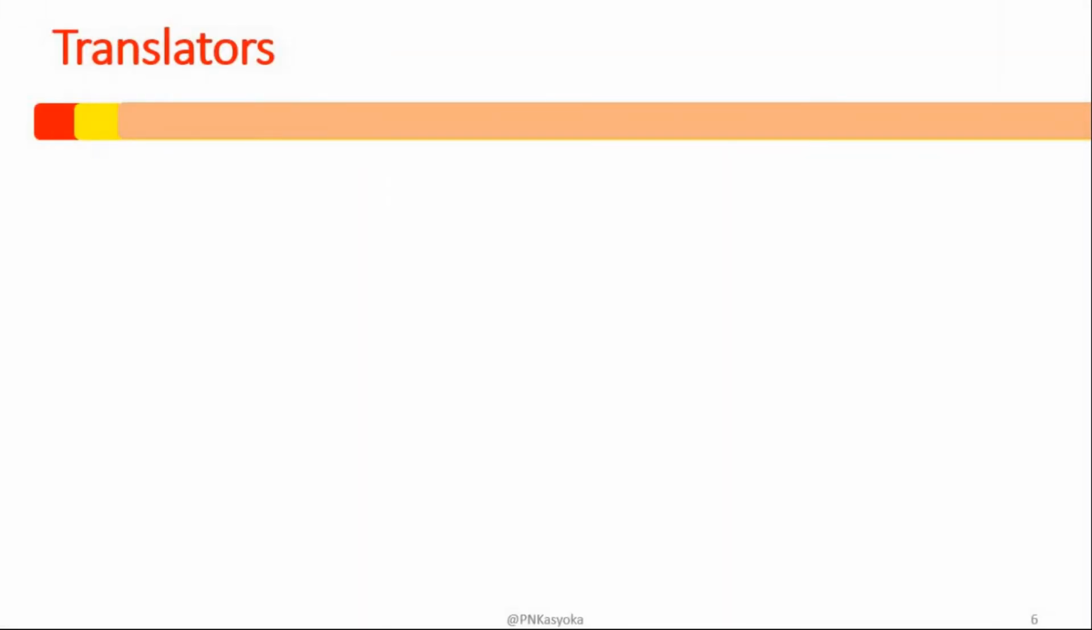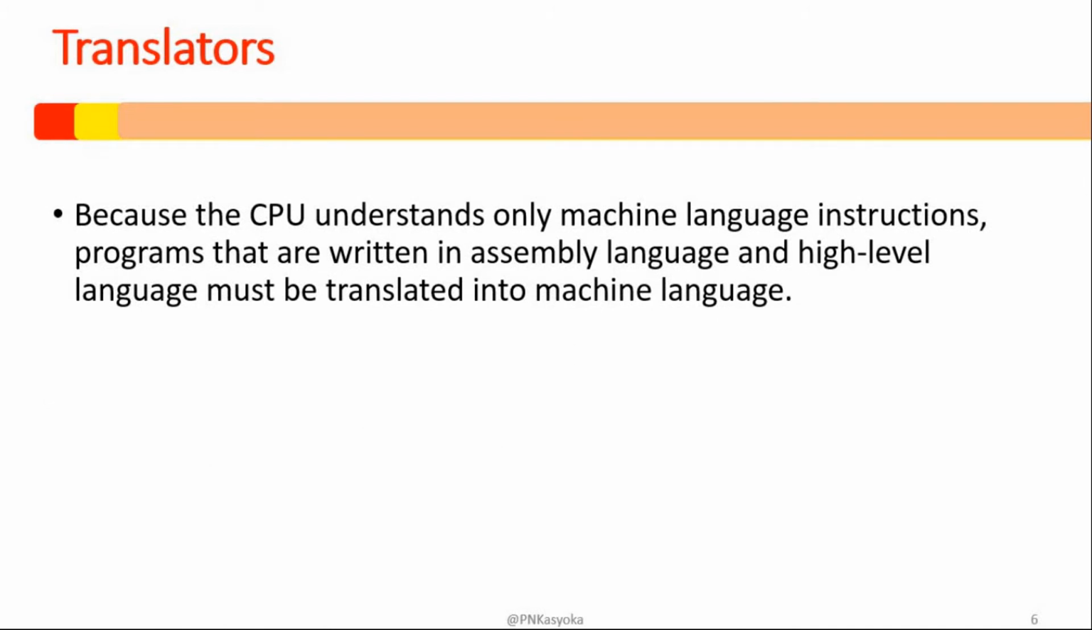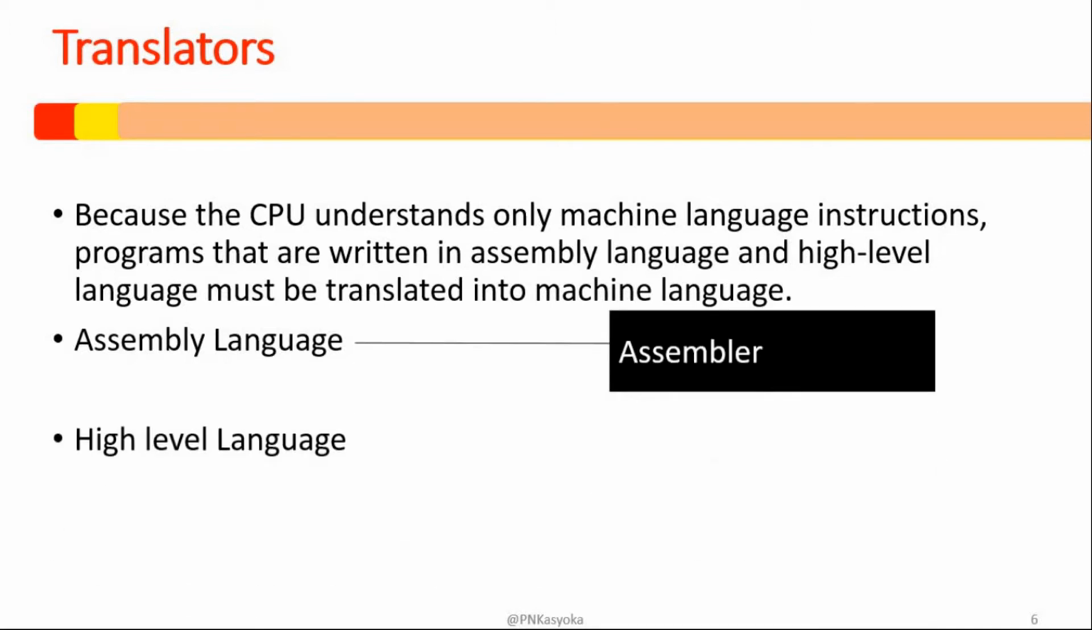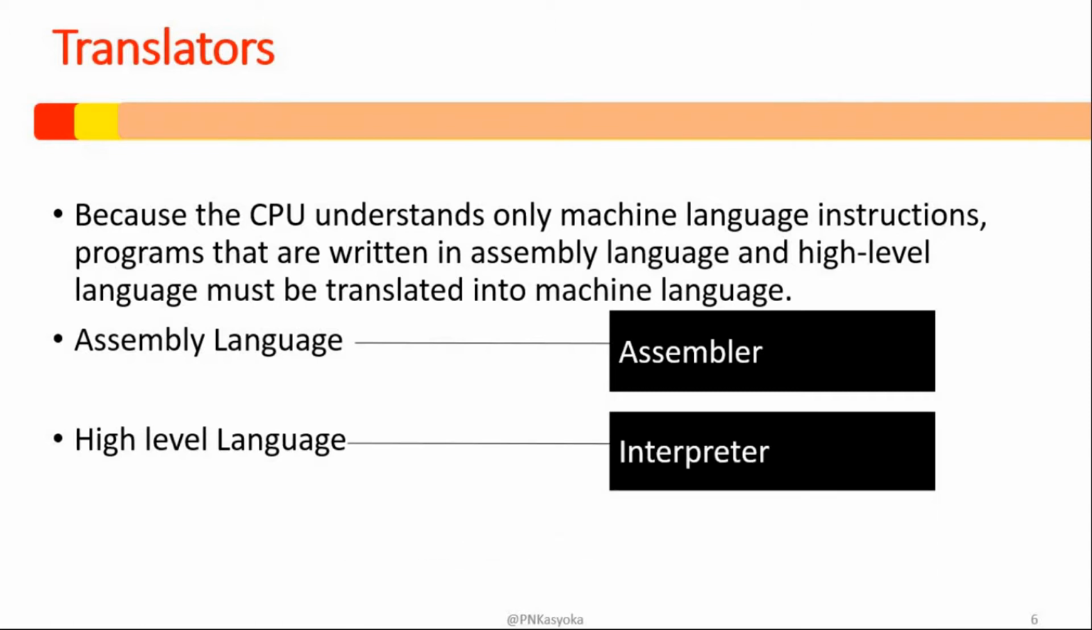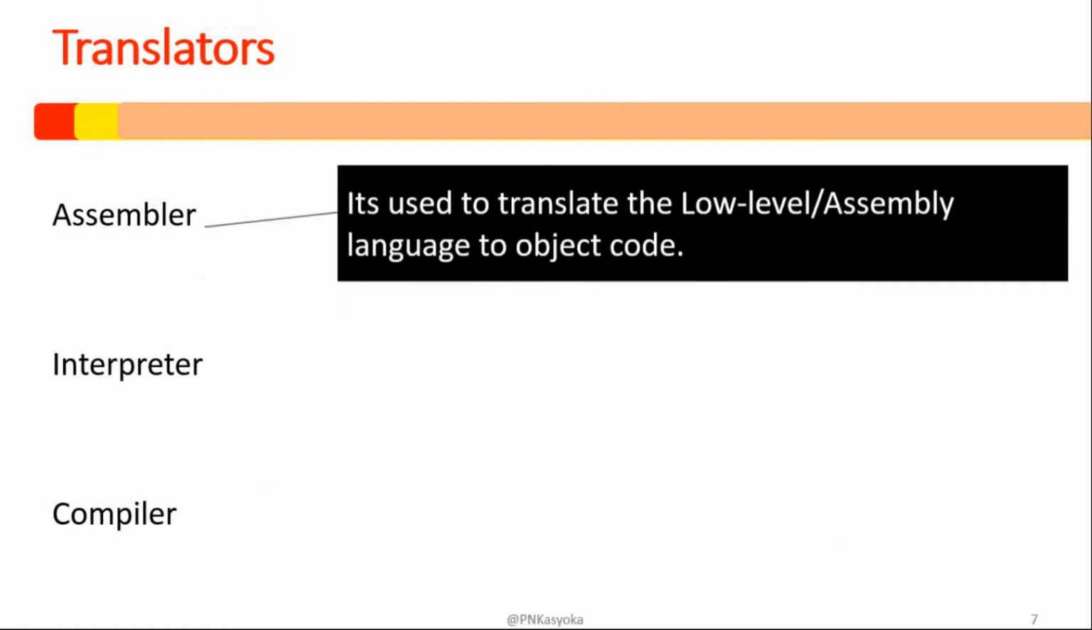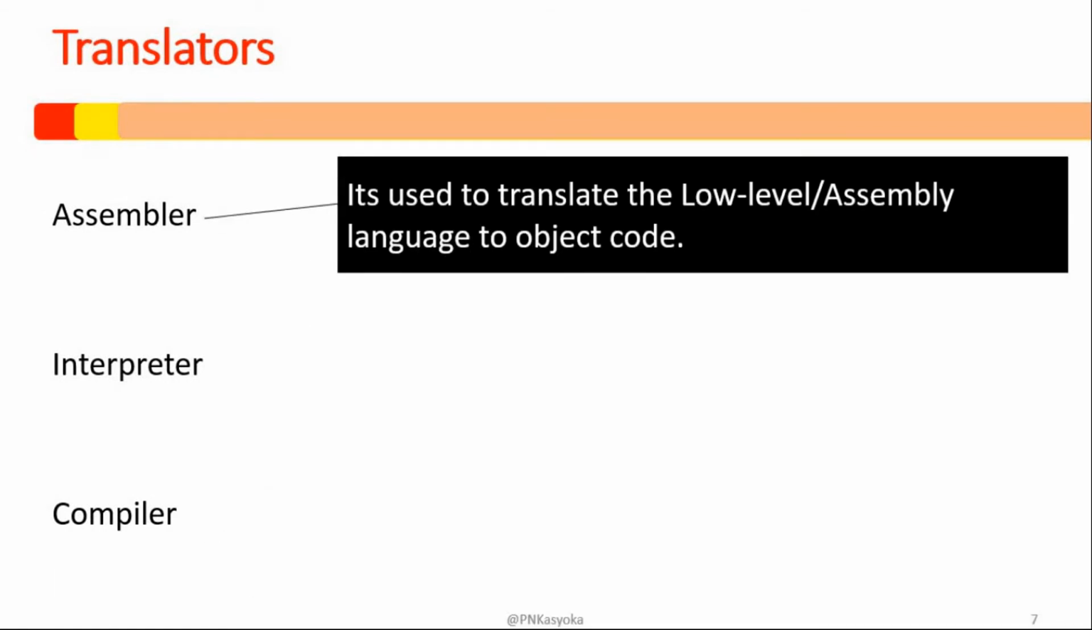Now, these translators we are talking about: because the CPU understands only machine language instructions, programs that are written in assembly language and high-level language must be translated into machine language. Looking at the assembly language and the high-level language, in assembly language we use the assembler as a translator, while in high-level language we have two translators, that is the interpreter and the compiler. Now again, the assembler is used to translate low-level language or the assembly language into object code.